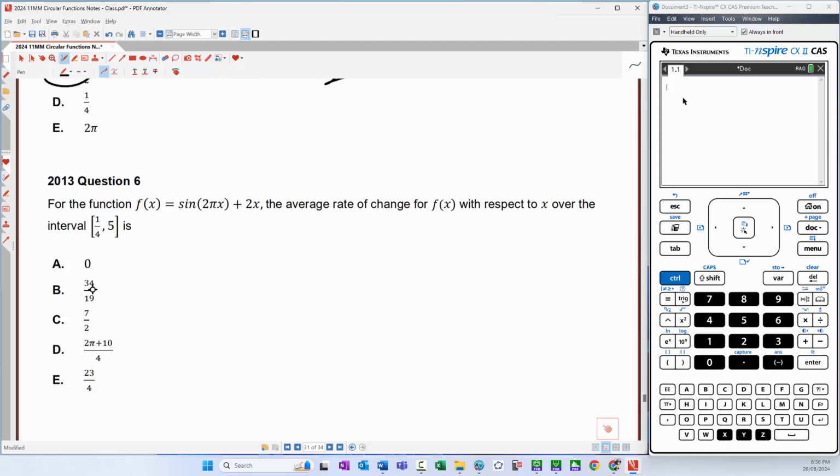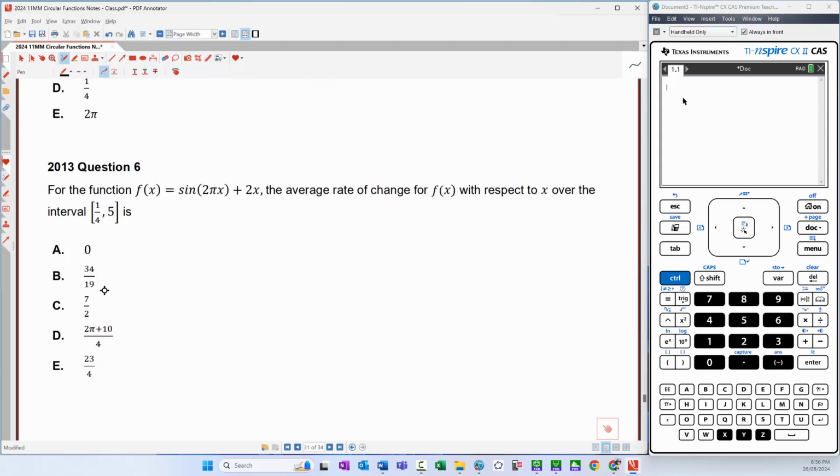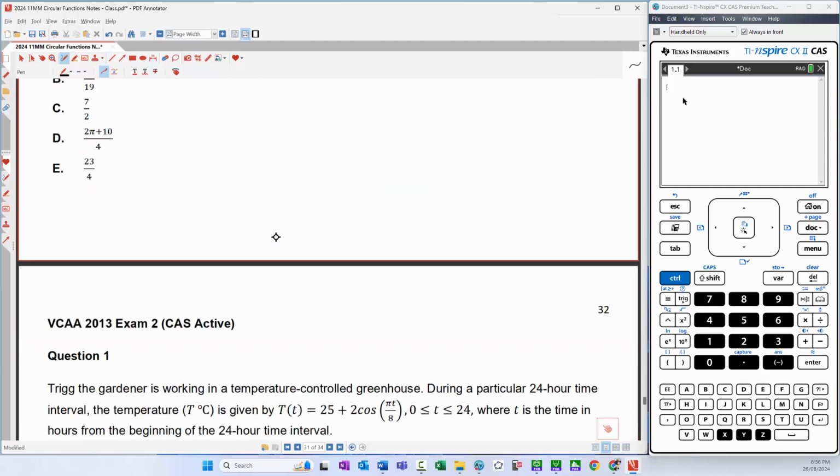The average rate of change. Well, I'm going to suggest that we don't do this question yet, and we save this for the unit on differential calculus. Okay, yeah, I don't think we should do the average rate of change yet.